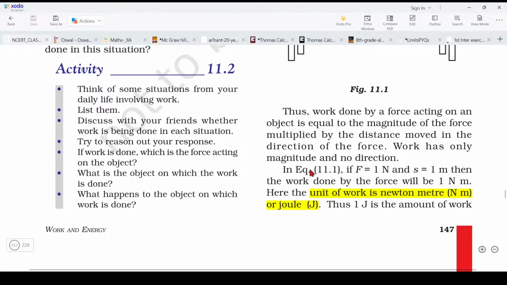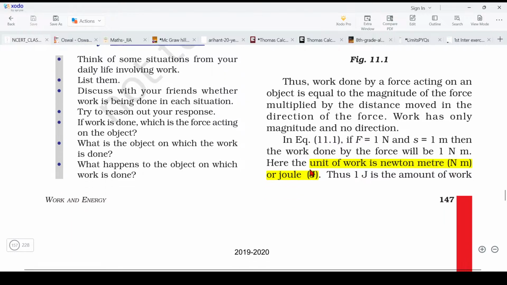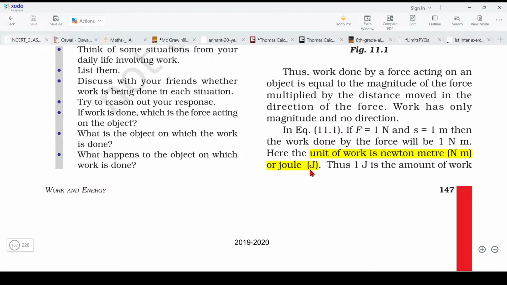Okay, what is the unit of work? Joule. Newton meter or joule. Joule. What is one joule? Joule is Newton meter only. What does that mean? How much work is one joule?